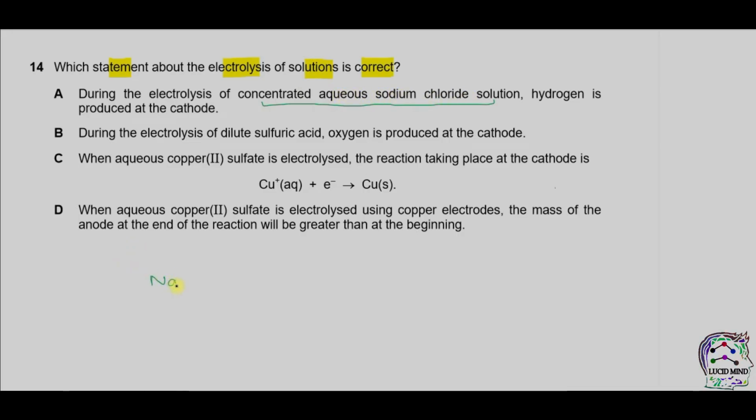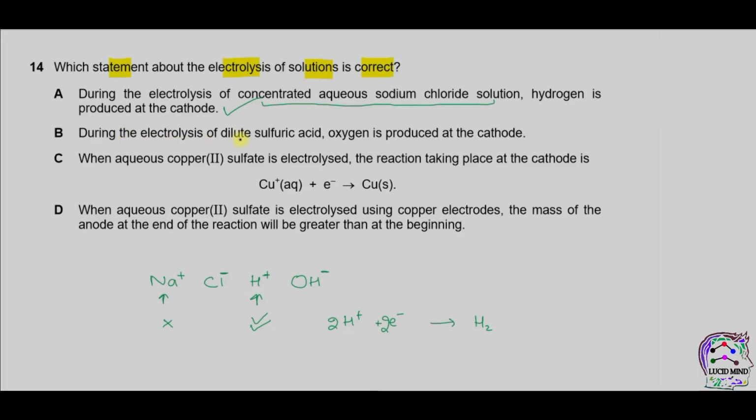So in concentrated aqueous sodium chloride, we have Na positive, we have Cl negative, we also have H positive as it is aqueous solution, and we have OH negative. So cations move towards cathode. This one is cation, this one is also a cation. Among these two, in the discharge series, we know that H plus discharges more easily as compared to sodium. So therefore H plus will move towards cathode, it will gain electrons and form hydrogen gas. So A is correct.